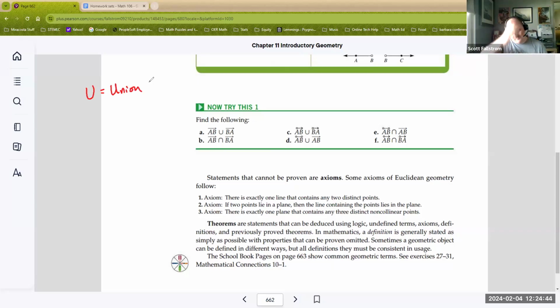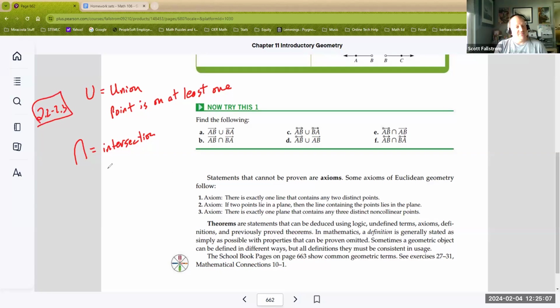Okay. And since we're dealing with points, that means the point is on at least one of them. And if you see this shape, that is intersection. Again, this is back in chapter 2, 2.2 and 2.3, I believe. Intersection means the point is on all. Mostly there's two, so we could say both.